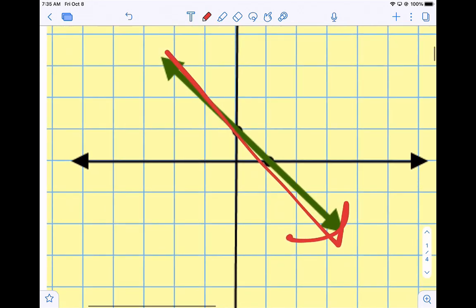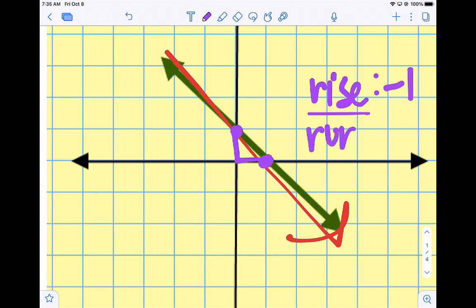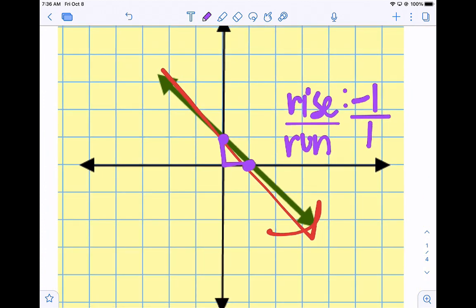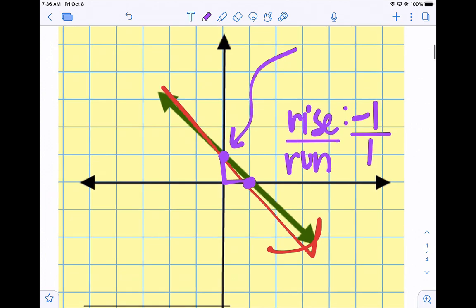We talk about how slope is rise over run, so you can pick any 2 points and count how many up or down and how many over. So this one has a rise of -1, it's going down 1, and the run is how many over to get to the next point. So here our slope is -1. And we talk about how the y-intercept is where it crosses the y-axis. Here the y-intercept is 1.